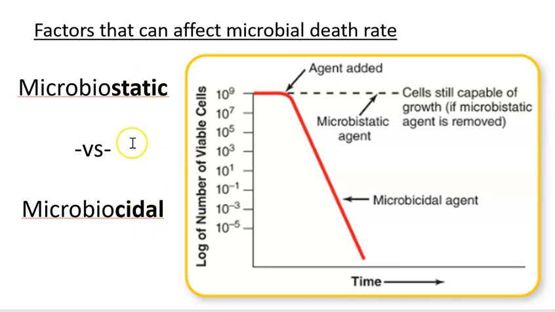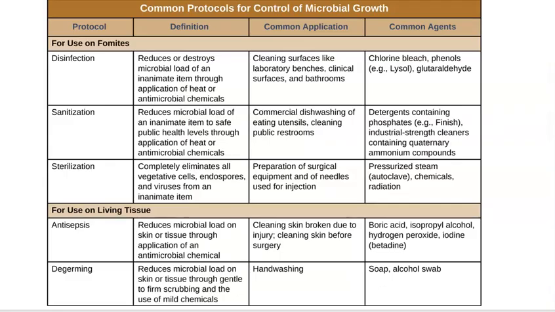So this might seem like a minor difference unless you're a patient on the other side of the bed there who's getting treated. And what we want to consider when we look at this is these different kinds of protocols that can be used to control the growth of the microbes. And we can look at two different ways of treating things. One of them is on fomites and the other is on living tissue.